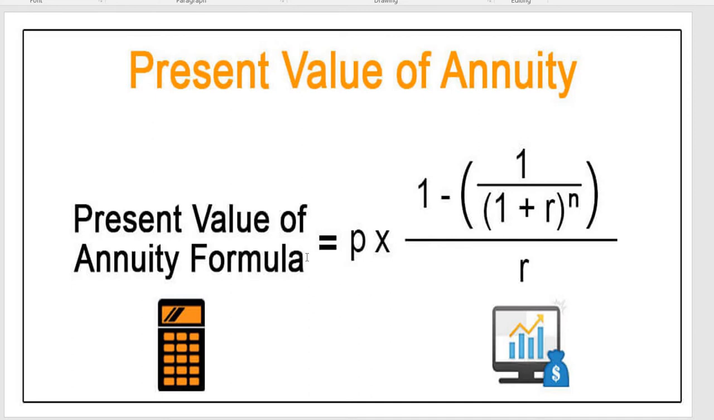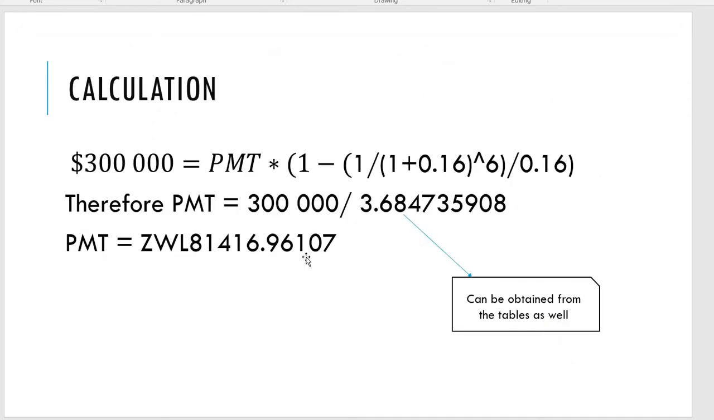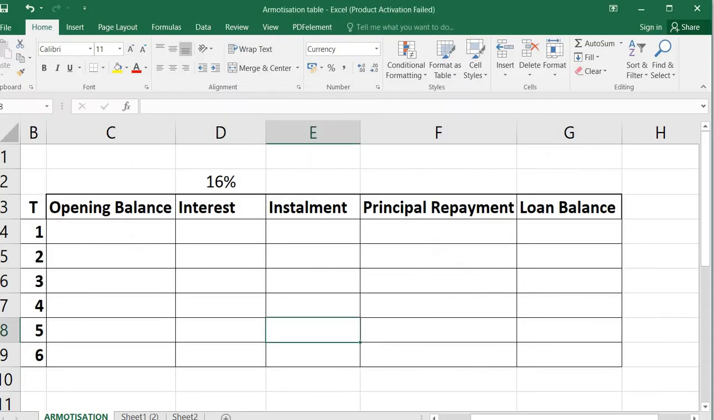Now, if we transfer it to the other side, what do we get? 300,000 is equal to PMT multiplied by that. We have substituted there. Therefore, PMT is equal to 300,000 over 3.684735908. If we divide that, we get a payment of 81,416.96107.